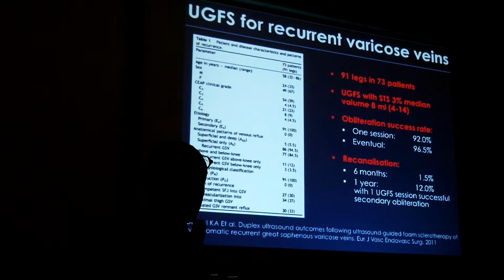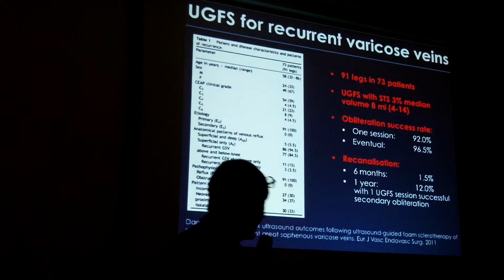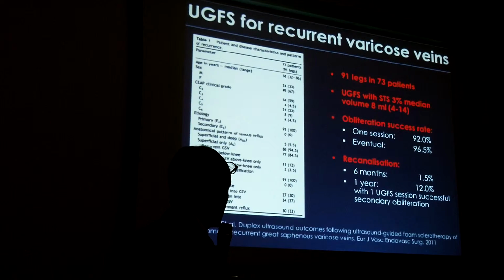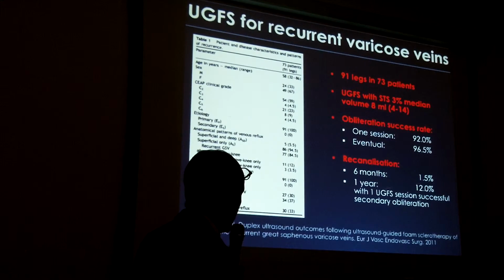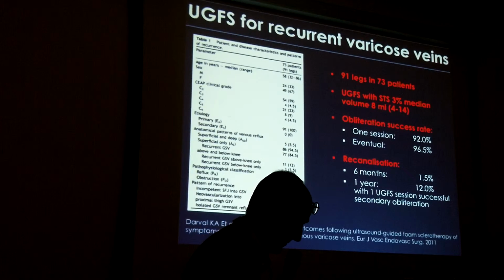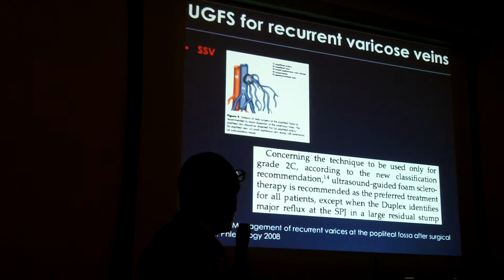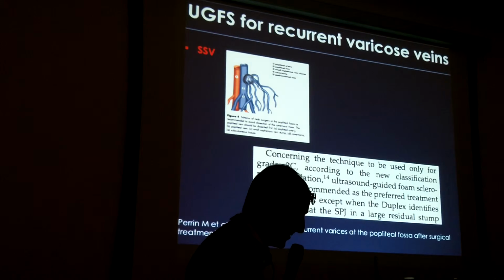This is another study evaluating ultrasound-guided foam sclerotherapy for recurrent veins. And here, the obliteration success rate is 90%, with very few recurrences. And if recurrence occurs, one complementary session of ultrasound-guided foam sclerotherapy is successful. This is a recommendation of Michel Perrin about small saphenous vein recurrence, and usually he recommends using ultrasound-guided foam sclerotherapy for this treatment.